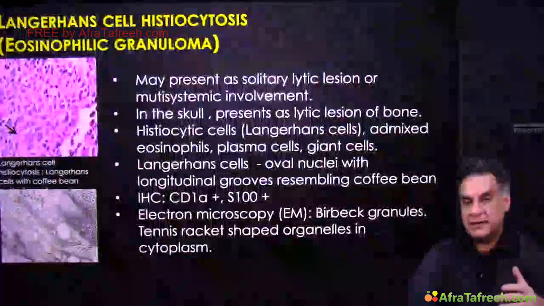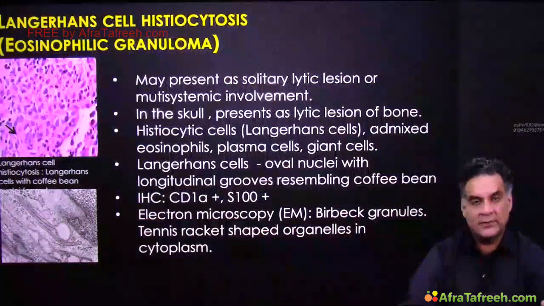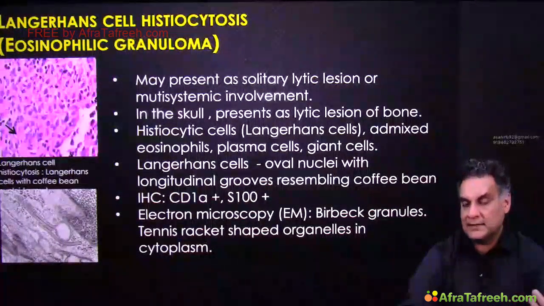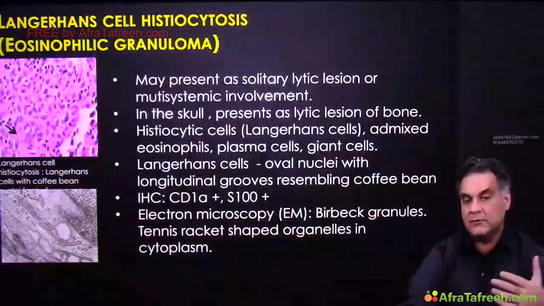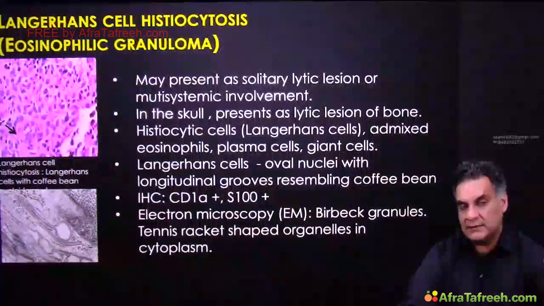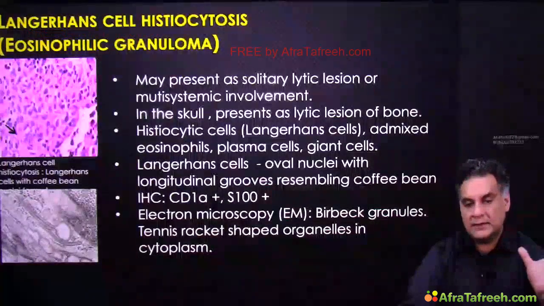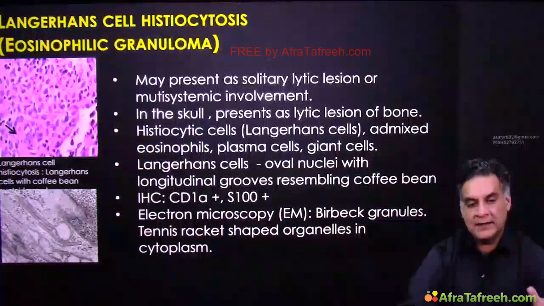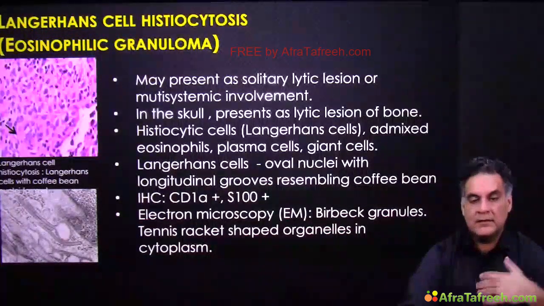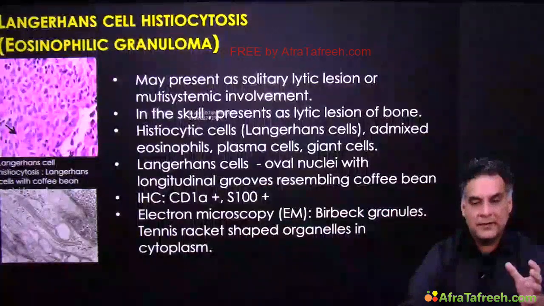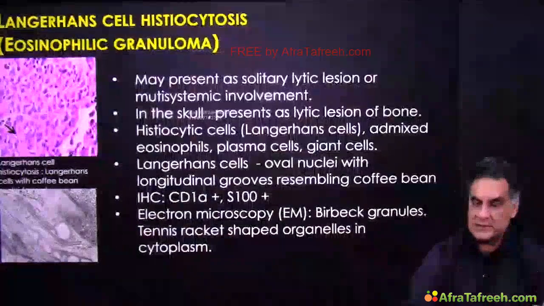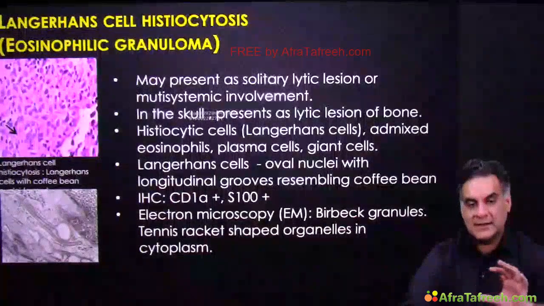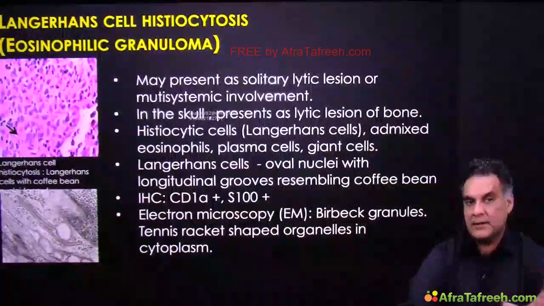Another variety that's coming nowadays, Langerhans cell histiocytosis, eosinophilic granuloma, solitary, or if they want to show Langerhans cell histiocytosis involving multiple systems, they'll give you more features. They can present with a skull lytic lesion. The cells will be mixed with giant cells. They will have oval nuclei with grooves, resembling a coffee bean nucleus. The immunomarkers can be mentioned in some questions, like CD1a plus or S100 plus. You will see the tennis racket shaped granules in the cytoplasm, the Birbeck granules.